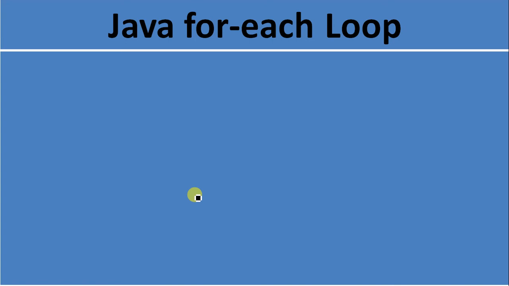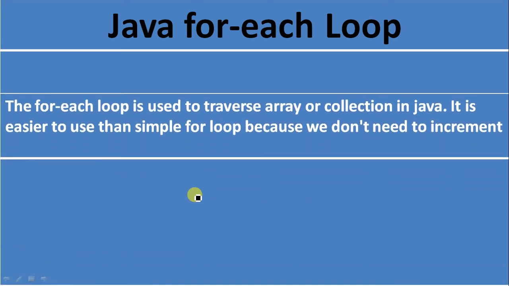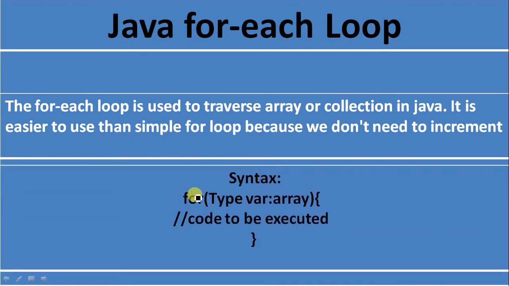Java for each loop. What is the Java for each loop? The Java for each loop is used to traverse an array or collection in Java. It is easier to use than the simple for loop because we don't need to increment. The syntax is for, then type variable and array name. Type variable means which type of value the array is holding, we define that type here. Here we can use it only for iteration.